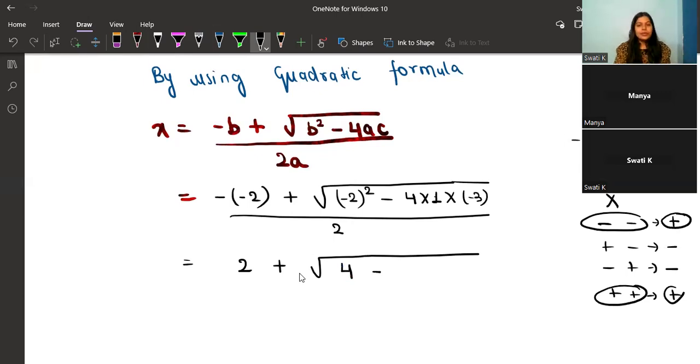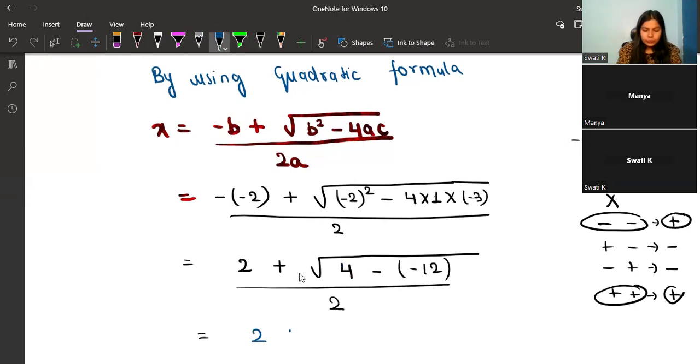Minus. What is 4 into 1 into -3? 4 into 1 is 4, and what is 4 into -3? Is it not -12? Yes. -12 upon 2 as it is. Next step. 2 plus, plus in root we will write 4 plus 4. Minus and minus together, right? So don't you think minus and minus is plus? Yes, it's plus 12 upon 2.